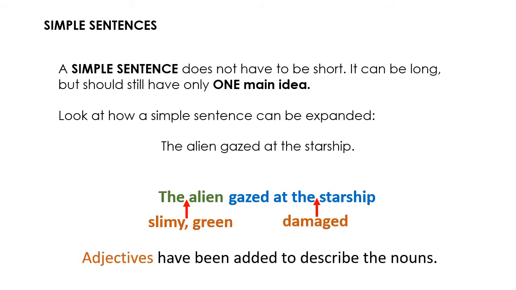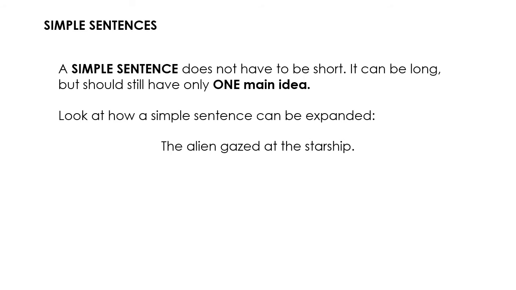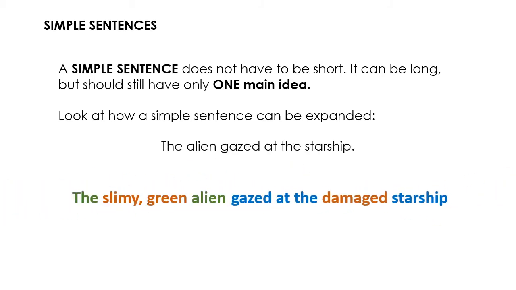So here, adjectives have been added to describe the nouns. Now we have the slimy green alien gazed at the damaged starship. So now it's getting longer, but it's still only a simple sentence because it's only about one subject, the alien, and one action, he's gazing at the starship. Something else we could do, if we take our subject, which now has two adjectives, the slimy green alien, and the predicate, he gazed at the damaged starship, we can still start to add some other words.